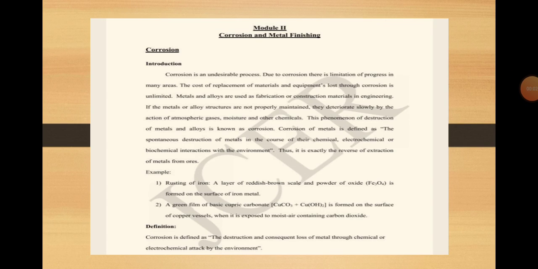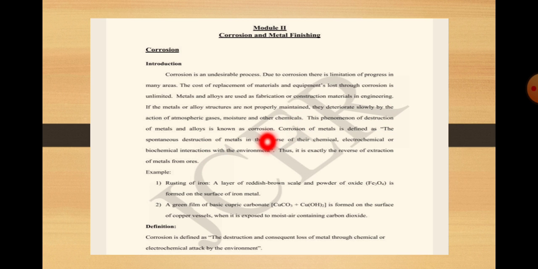Next module you have to study is module number two, corrosion and metal finishing. In this one, first is corrosion. Corrosion is a process found in many areas. Metals and alloys are used in fabrication and engineering, and this phenomenon of destruction of metals and alloys is known as corrosion.